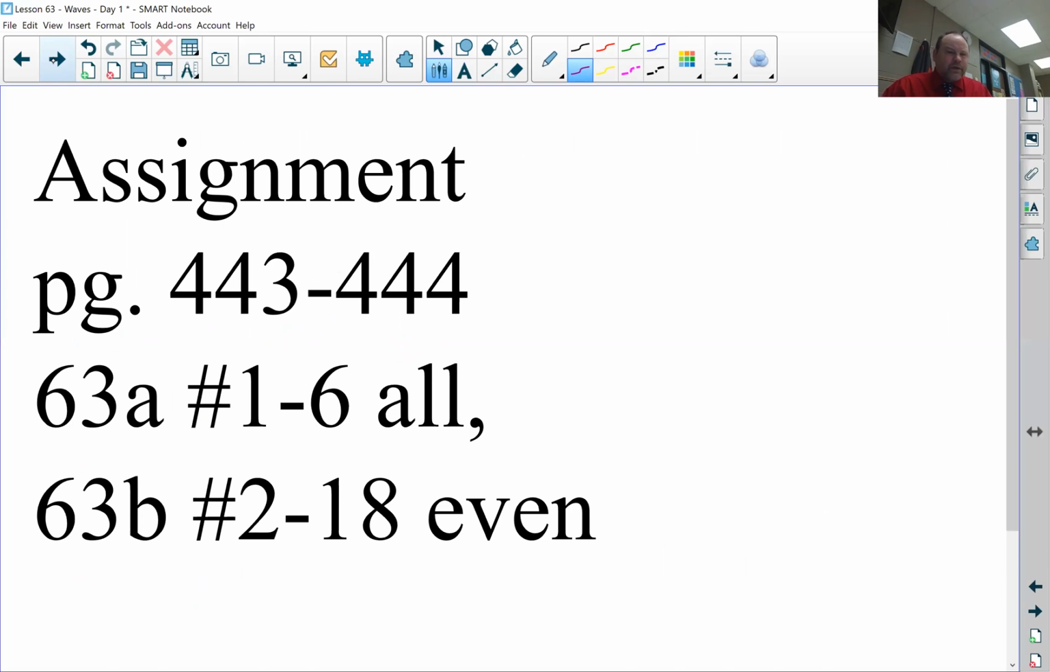Homework. 443, 444. You're going to do 63A, 1 through 6. Do all 6 of those. They give you the graph. They ask you to find those bits of information and then write the equation. And then 2 through 18, they give you the equation. They ask you to find the bits of information and then sketch a graph.